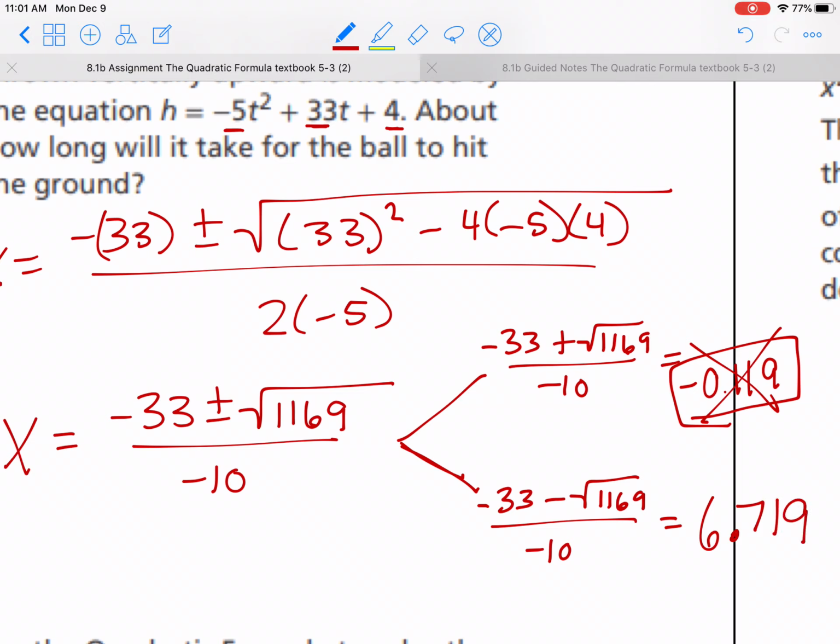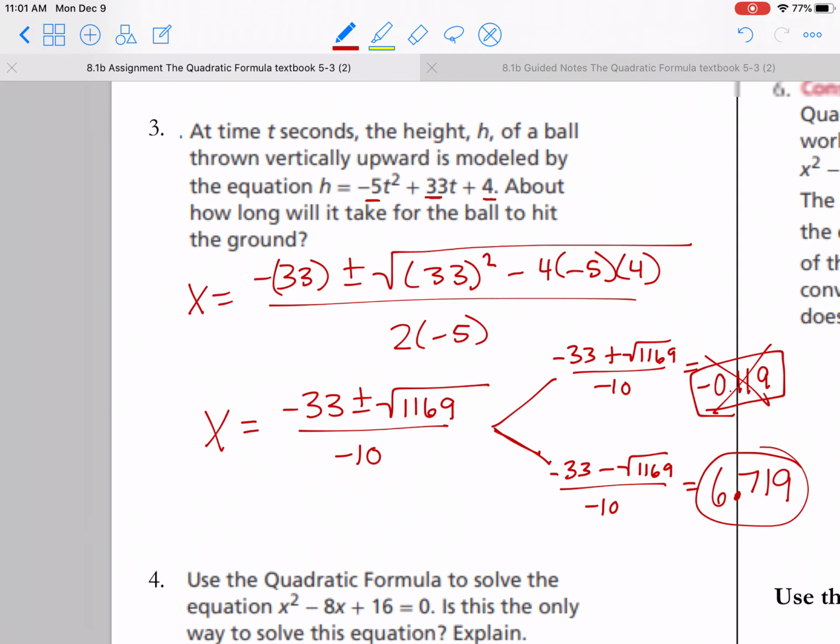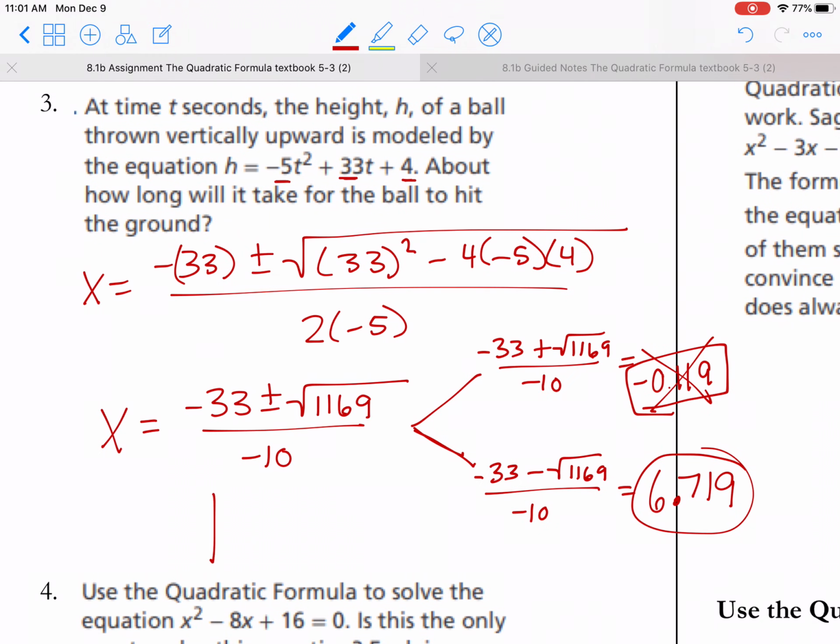In this case, I got 6.719064199. So I'm going to stop there. The ball will hit the ground at approximately 6.719 seconds. So if we had that picture happening again, this happens at time 6.719 approximately. That one was at negative 0.119, but it didn't make sense for the story, so we're discarding that answer and just going with this one.